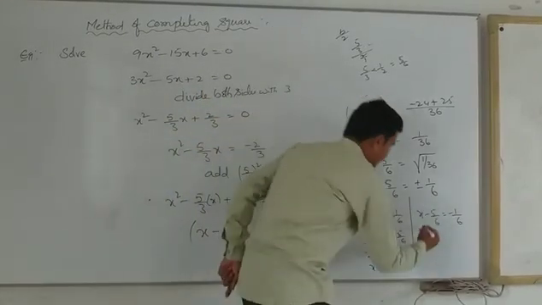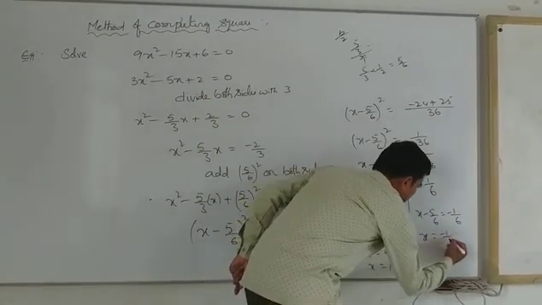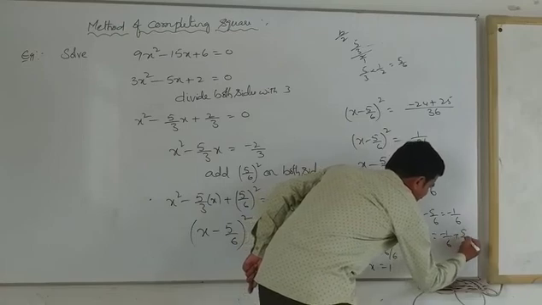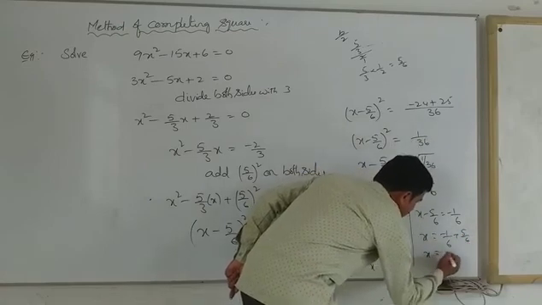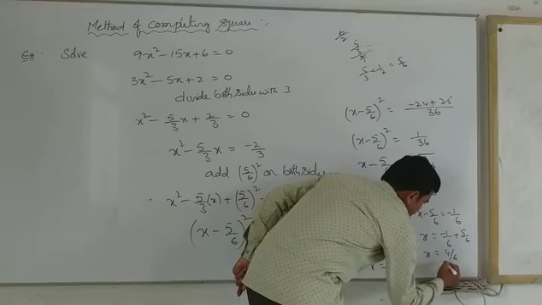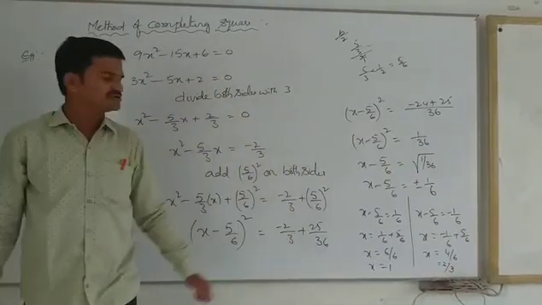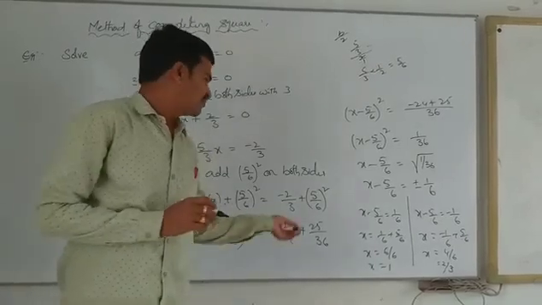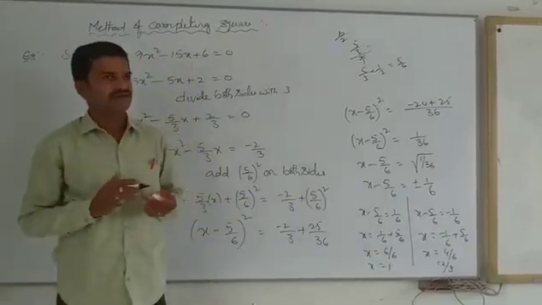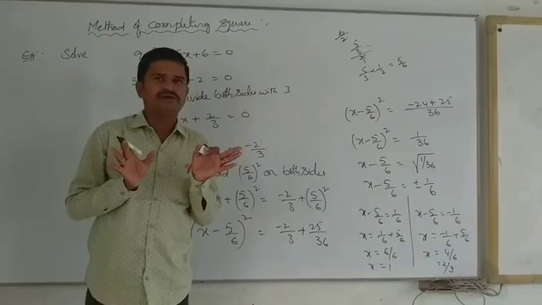What is the next step now? X equals to minus 1 by 6 plus 5 by 6. X equals to how much? 4 by 6. That equals to 2 by 3. So finally what is the solution here? We got it: 1 and 2 by 3. That's all. Is it clear now? Have you got it or not?